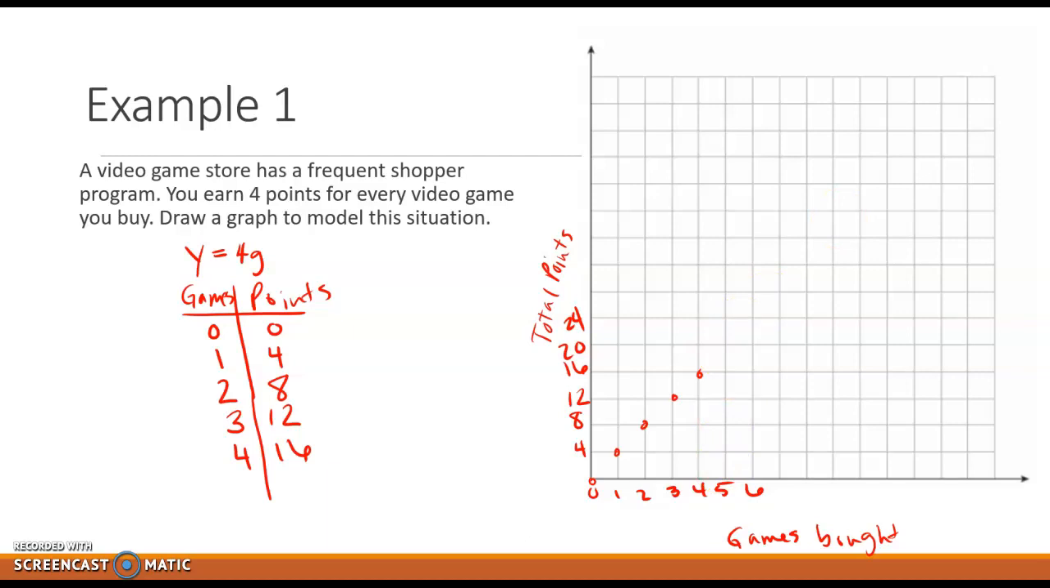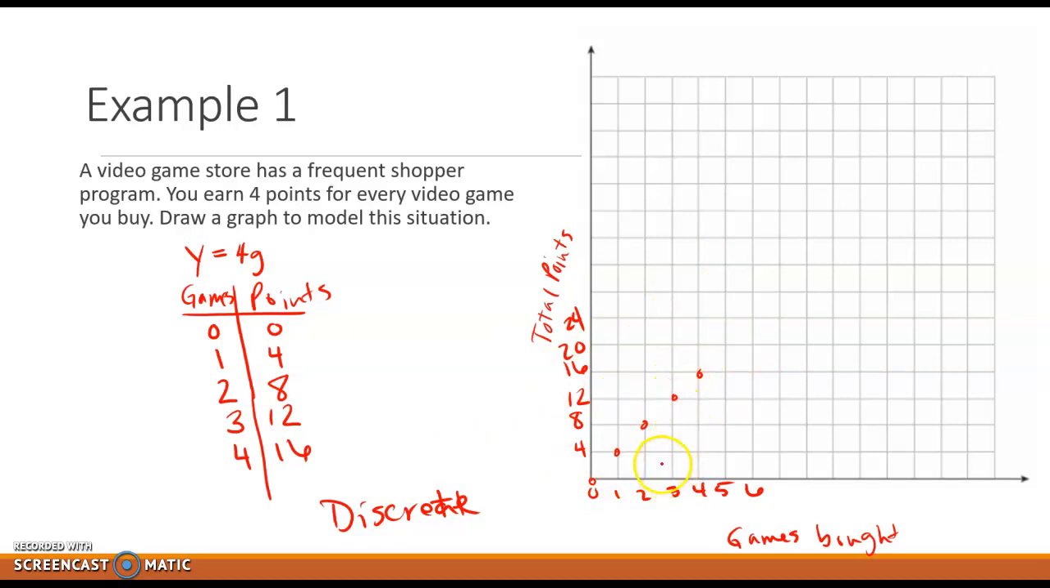Now, we have been taught in the past that once we've put a dot, we draw a line. Now, this is what we would call a discrete graph. Discrete graphs are when there's no in between. Like, I cannot buy half a game. I can only buy a whole number of games. So it doesn't make sense to draw a line because the line means that anything in between would count.